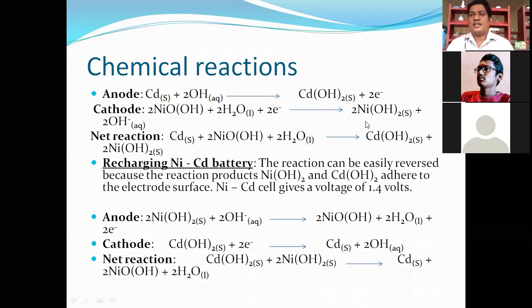Now we have three classifications. The first classification is the Leclanche cell, the second is the lead acid battery, and the third is the nickel cadmium battery. Let's check the composition. In the Leclanche cell, the zinc metal cap is the anode. MnO2 powder and the graphite rod act as the cathode.